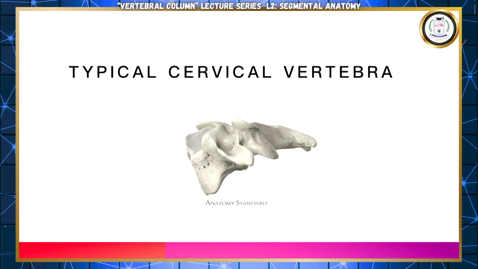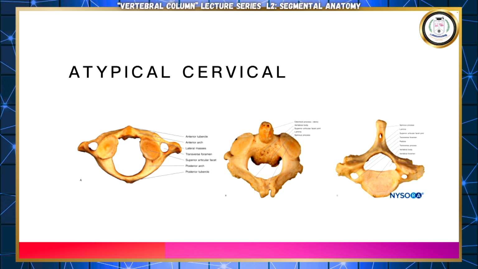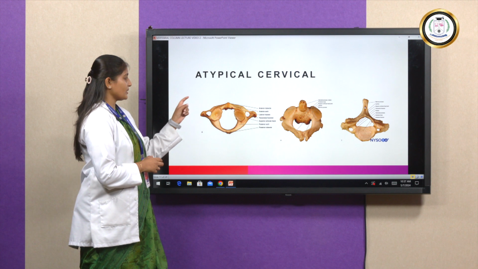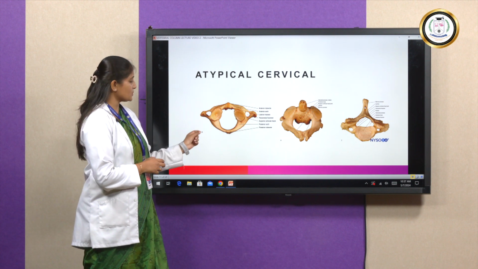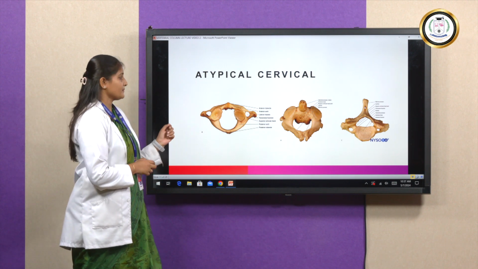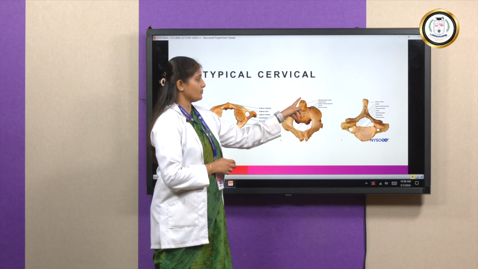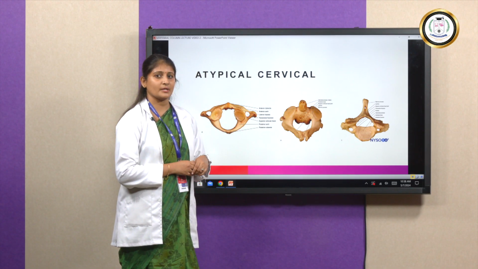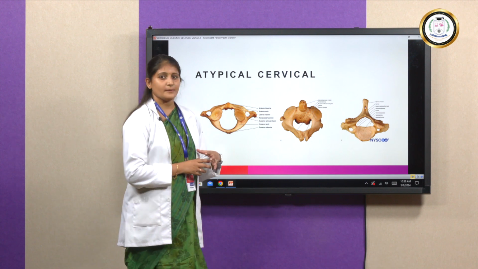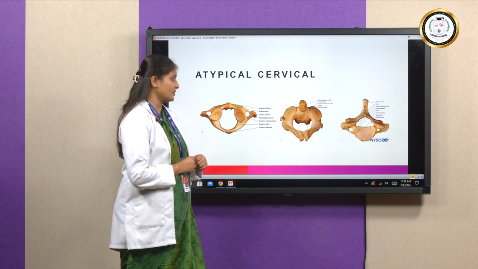Here we have an example of a typical cervical vertebra. Here we have the atypical cervical vertebra. The first vertebra is the atlas. Here we could see that there is no vertebral body, no spinous process, and there is a transverse foramen on bilateral sides. And then the next bone is the axis, which is also an atypical vertebra, which has a sharp bony prominence, a bony projection, coming out of the vertebral body. That's why it is called an atypical vertebra. That bony prominence is called the dens or odontoid process.